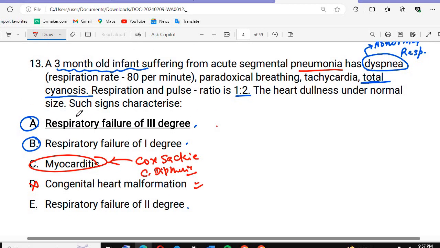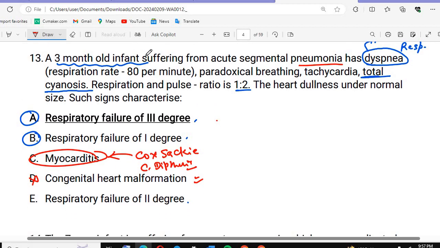We have a 3-month-old infant suffering from acute segmental pneumonia and dyspnea. The respiratory rate is 80 per minute. Paradoxical breathing and tachycardia are there. Total cyanosis, and the respiration to pulse ratio is 1:2, which you just remember. The heart dullness is within normal size. So the heart is normal, and that's why it cannot be the answer.